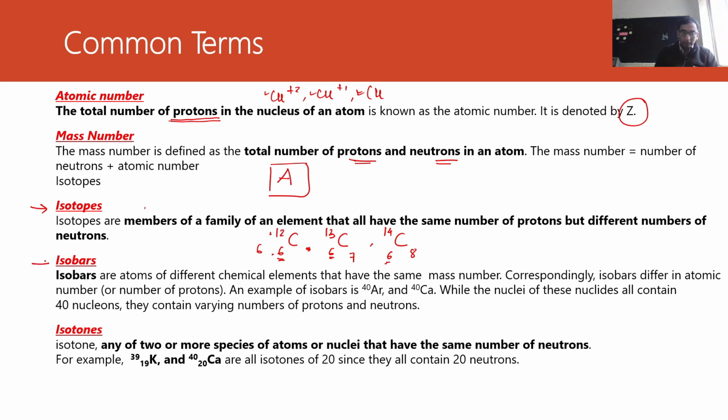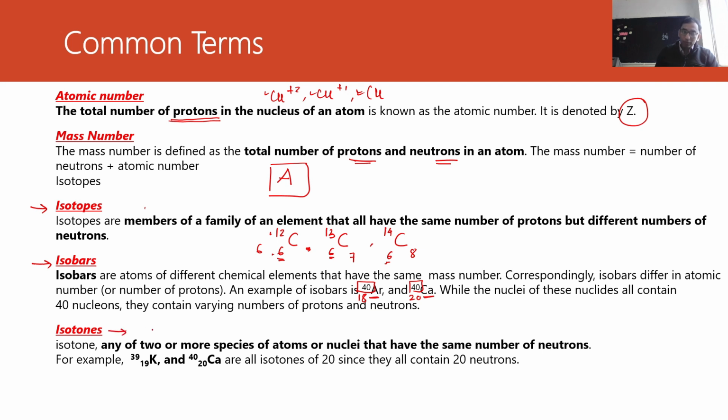Moving ahead, isobars. Isobars are atoms of two different elements, say argon and calcium. They have the same mass number, but their atomic numbers are different. Argon has atomic number 18 and calcium has atomic number 20. So the atomic numbers are different, but the mass numbers are the same.